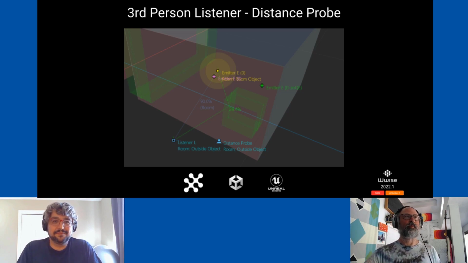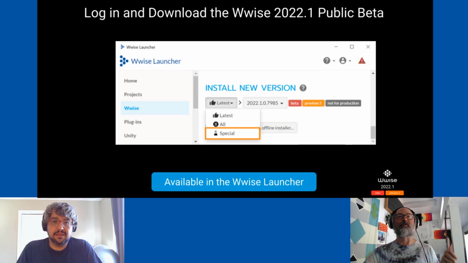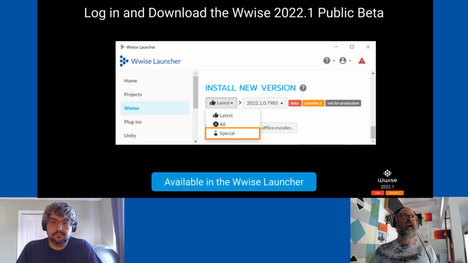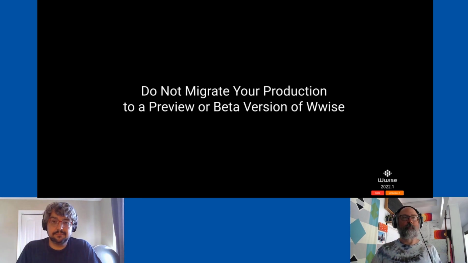Totally. And we're right here trying to bring those solutions to folks so they can make them sound great. Yes. So log in, download the Wwise 22.1 public beta. Grab it right now. We just launched it, and you can put your hands on it in your pipeline. Go to install the new version. There's a special tab, and it will give you access to that beta right now.